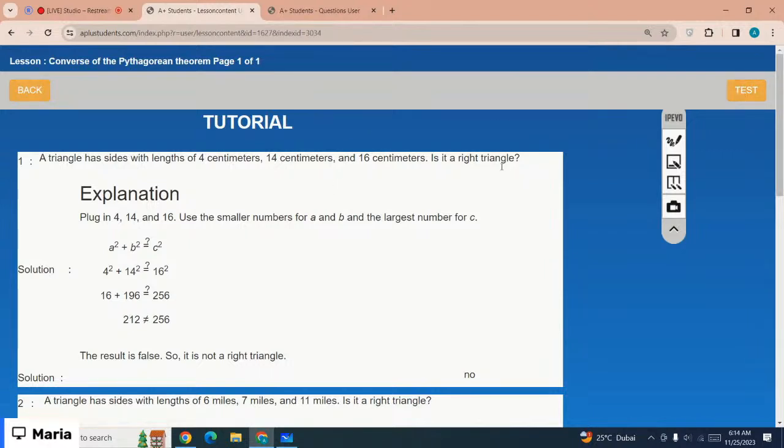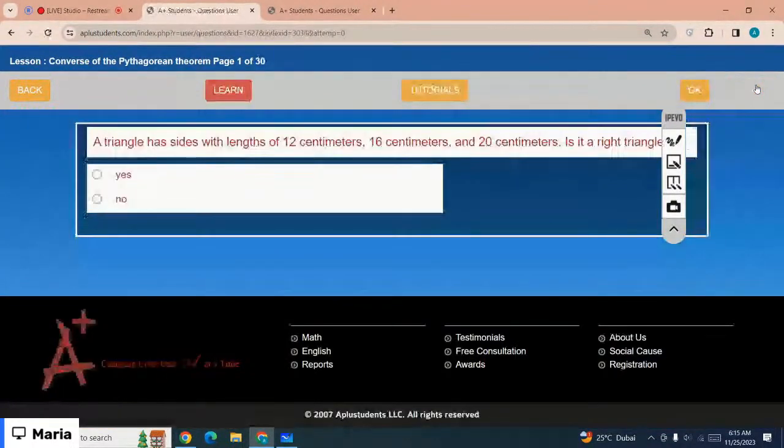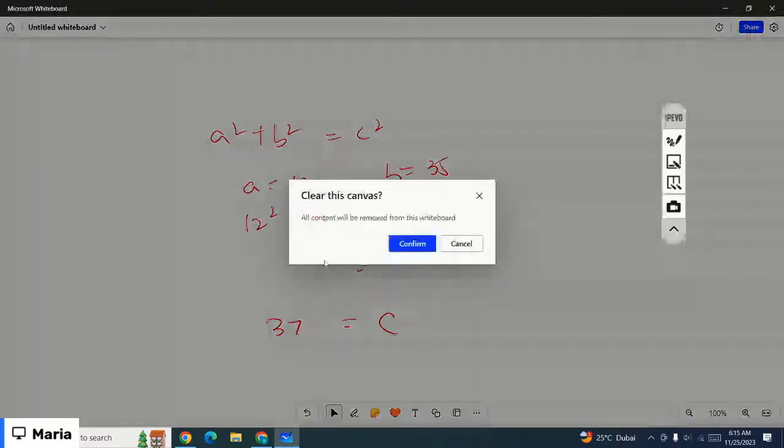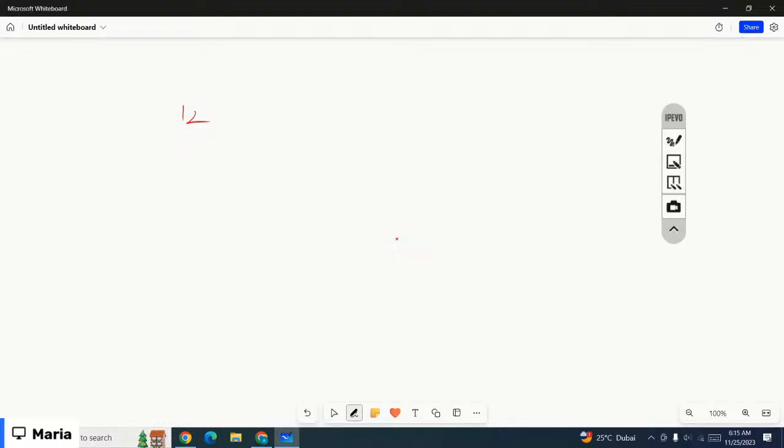Let's just start with the test questions. Okay, a triangle has side lengths of 12 centimeters, 16 centimeters, and 20 centimeters. Is it a right angle triangle? Okay, let's just see 12, 16, and 20. The longest side is always c, right? Because the hypotenuse of a triangle is always greatest in measurement, right? So this is 12, this is 16, and this is 20.